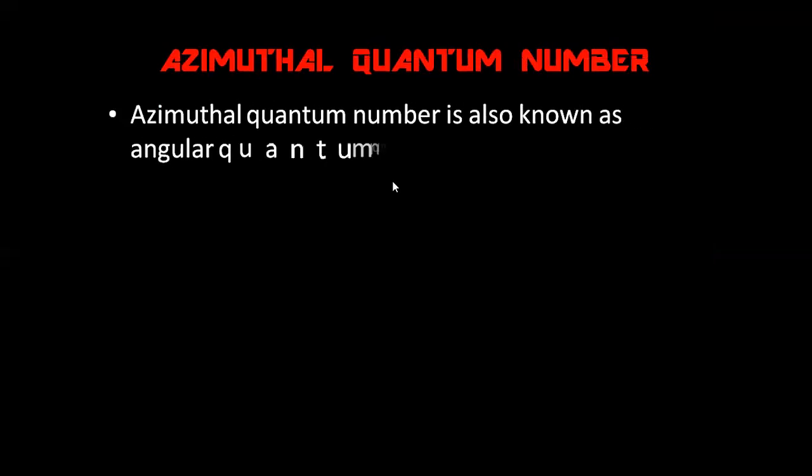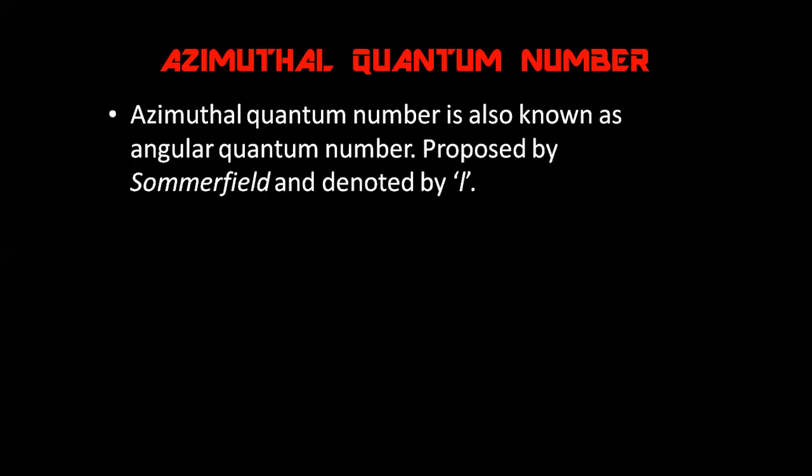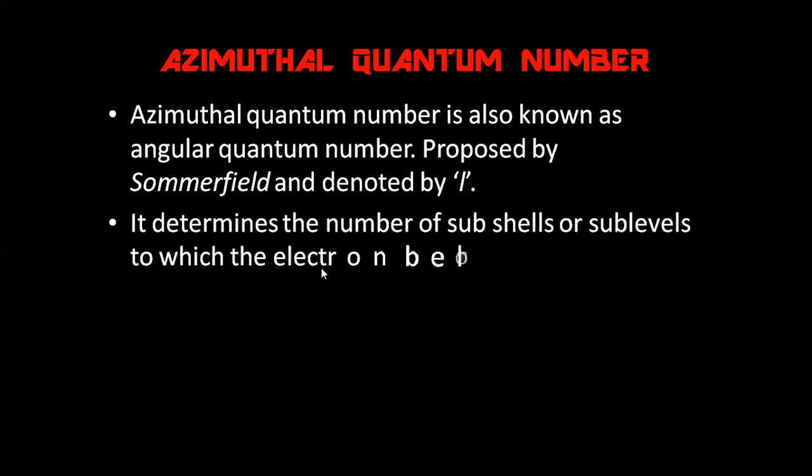Then coming to the next, that is the azimuthal quantum number. This azimuthal quantum number gives us the subshell in which the electron is present. It is also known as the angular momentum quantum number. Remember that it was proposed by Sommerfeld and denoted by l, small l. It determines the number of subshells or sublevels to which an electron belongs. So how many subshells are present in a definite energy level and to which subshell an electron belongs is given by the azimuthal quantum number.